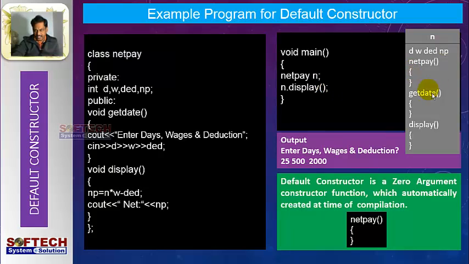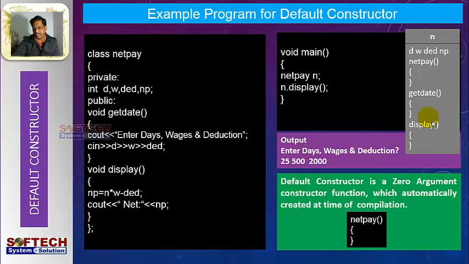In n dot get data, it displays enter days, wages and deduction. Then it gets 3 values for D, W, DED. That is 25 days, working days is 25. Daily wages is 500. Deduction amount is 2000. After that we call the display function through the object n. The display function calculates net pay.